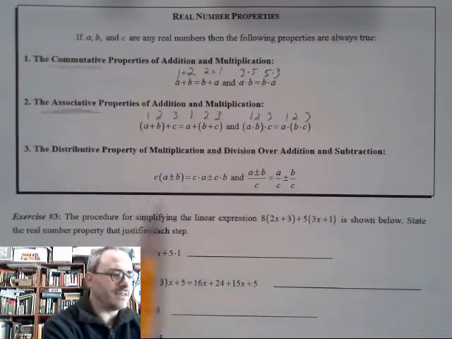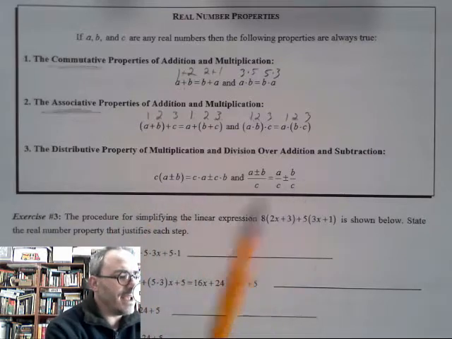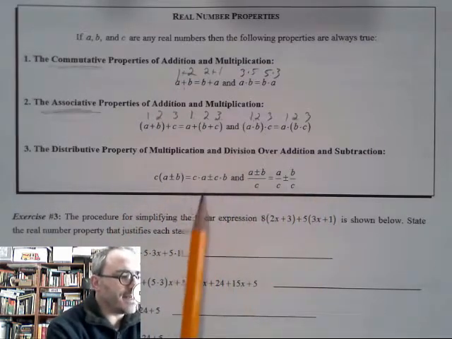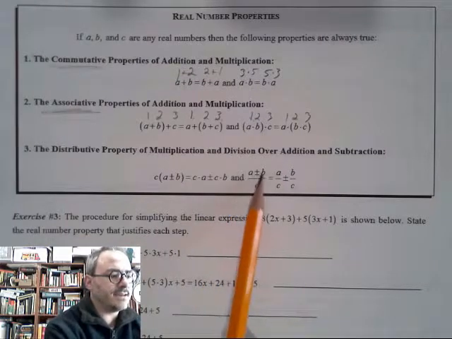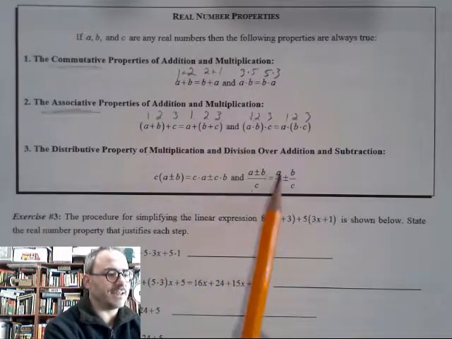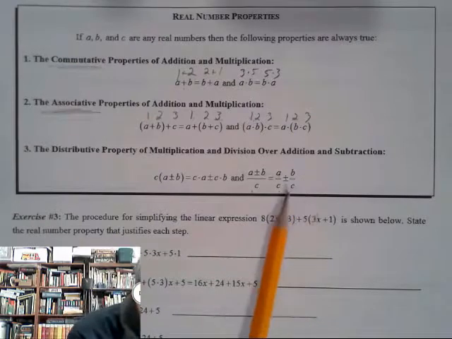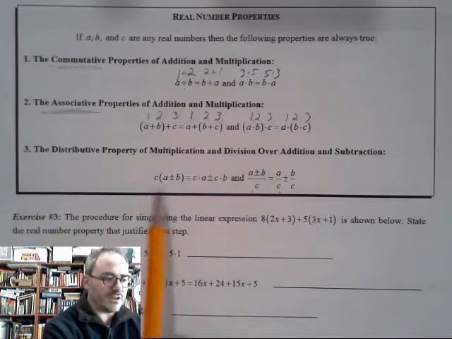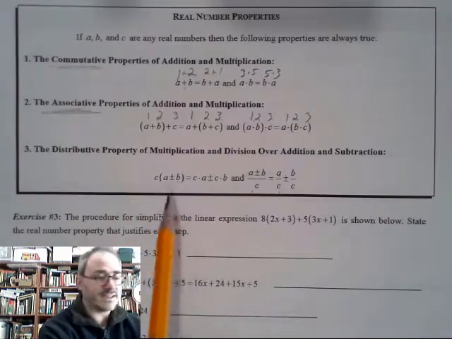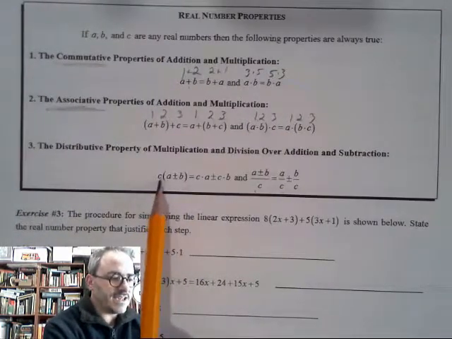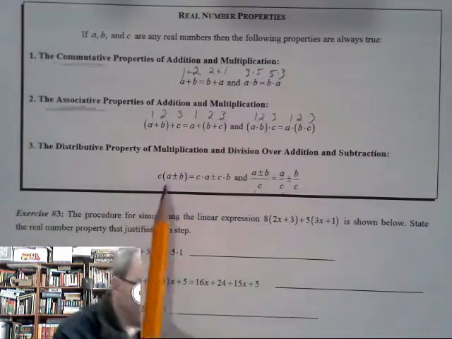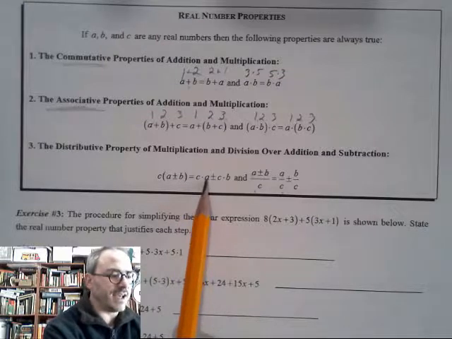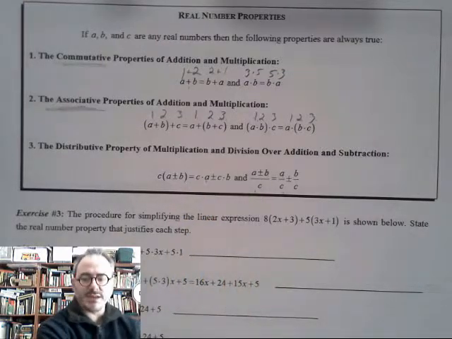And now the distributive property. The distributive property of multiplication and division over addition and subtraction means that a plus b divided by c is going to be the same as a divided by c plus or minus b divided by c. Also, when we talked about distributing across parentheses, c times the expression a plus or minus b is going to be the same as c times a plus or minus c times b.